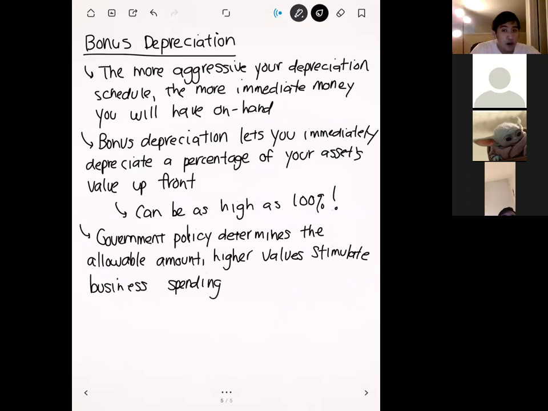All right, and so next we're going to do an example, and it's going to be a redo of the examples that we did last Thursday, but this time we're going to use a 100% bonus depreciation, and I'll show you what effect that has on the after-tax present worth. Okay. So any questions on this before we jump into that example?